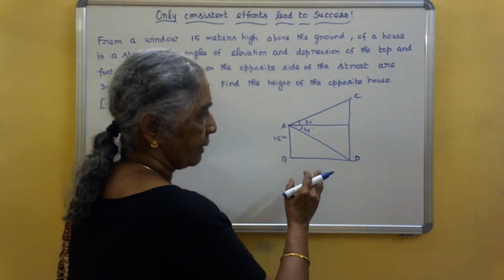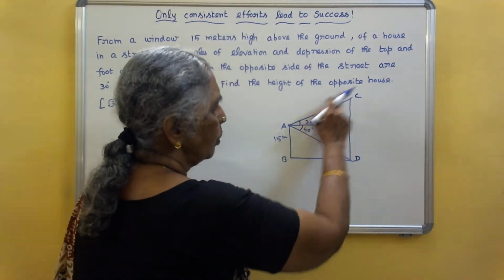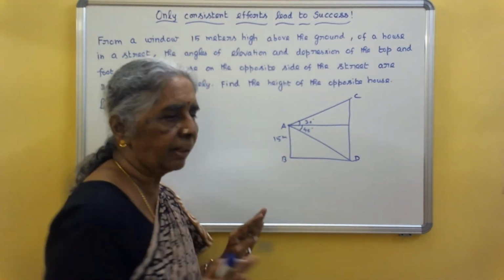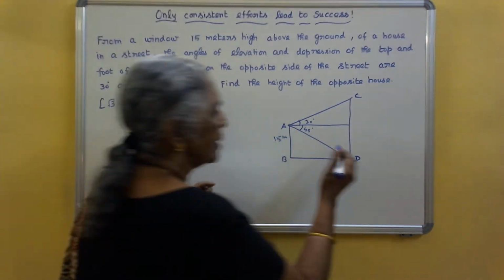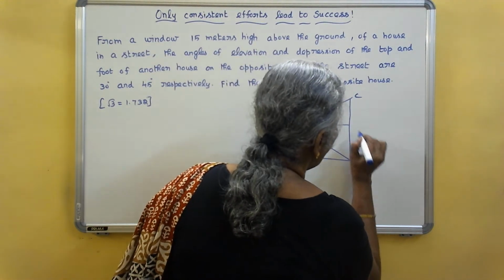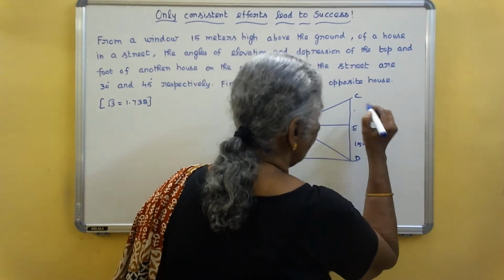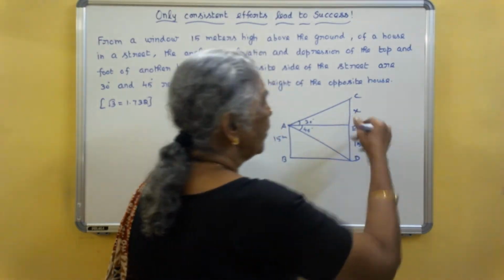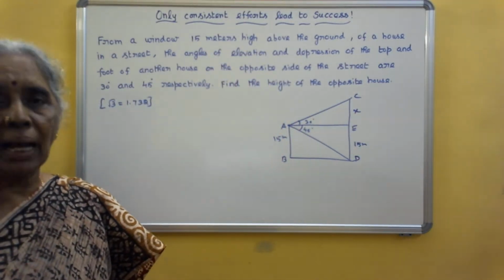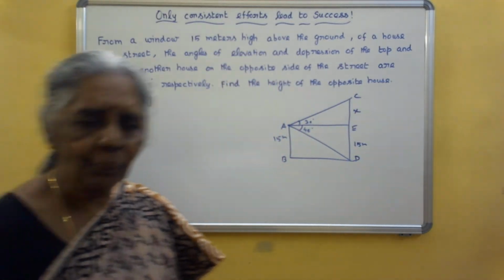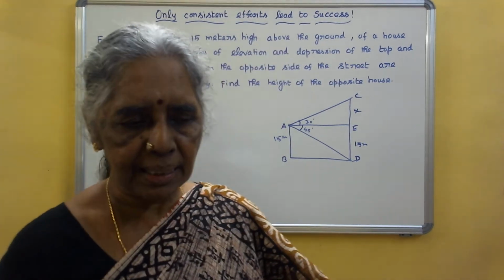So now I think it is simple. You already have one triangle here, and you can solve it. If this is 15, you know this is 15. So only this part, if you take this as x, 15 plus x will give you the height. I think this much clue is enough for you. So you can solve it yourself.